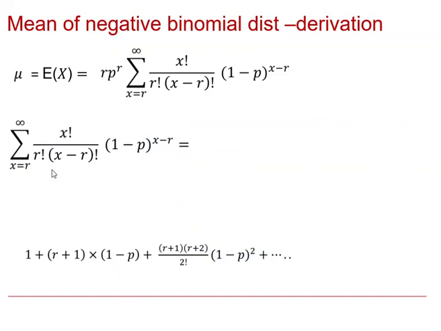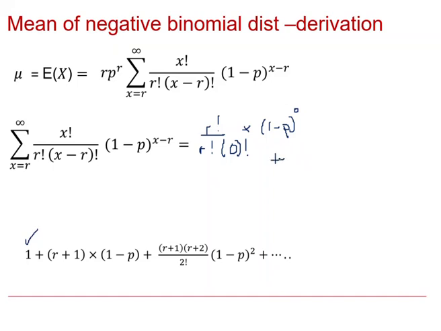So if we just consider this summation and start to write out a few terms, we start where x is r, so we would have r factorial divided by r factorial. (r minus r) factorial is 0 factorial, multiplied by (1 minus p) to the r minus r, which is (1 minus p) to the 0, and I think it's fairly clear that that will just give us 1. So the first term in this summation is 1.